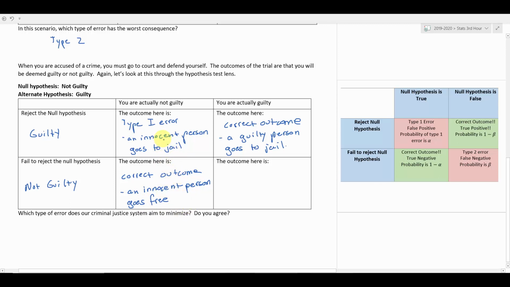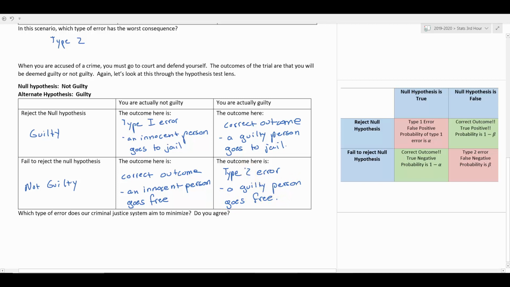All right. So reset. We present all of our evidence. The jury decides you are not guilty, and you actually are guilty. Okay. So they reached a verdict of not guilty. You actually were guilty. You did commit the crime. All right. So this is a type 2 error. Type 2 error. And in this situation, a guilty person goes free. Okay, this would not be good.